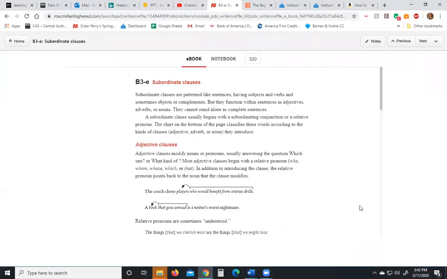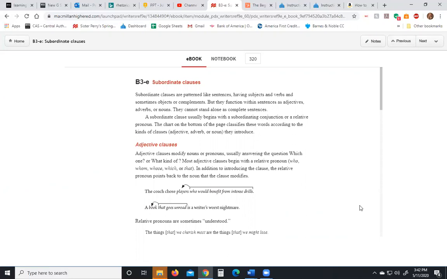So here it is. Subordinate clauses are pattern-like sentences, so they have subjects and verbs, and sometimes objects and complements, but they function as either adjectives, adverbs, or nouns. Okay, so they can't stand alone as complete sentences, and you'll see that when you say them out loud, they make more sense. A subordinate clause usually begins with a subordinate conjunction or a relative pronoun. They have a chart at the bottom of this page to show you what those are.